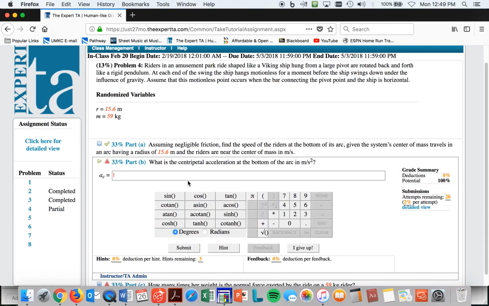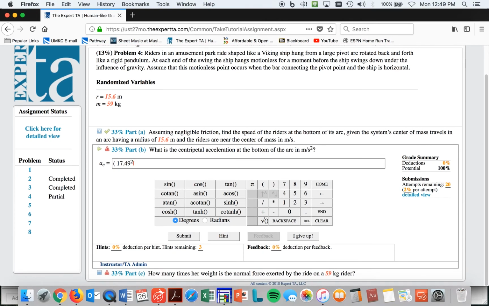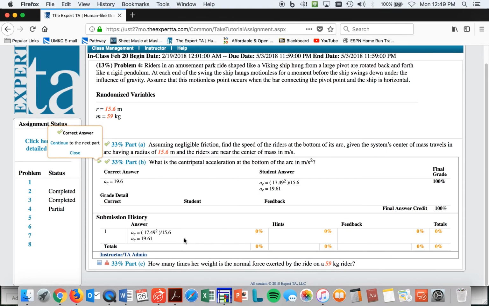I'm going to take that 17.49 and square it. I was looking at mine instead of this one. Squared, divided by 15.6. Submit. That's correct. I'm starting to learn now.